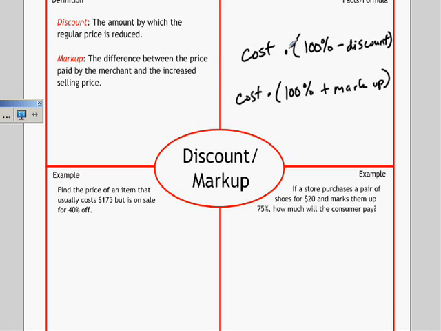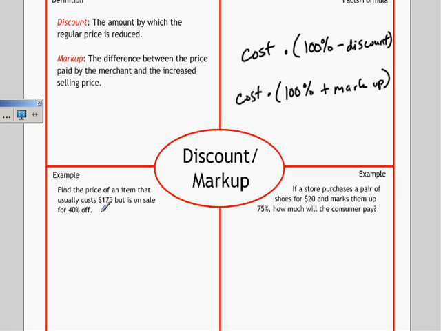There's two ways you can go about doing this. The easiest is doing cost times, in parentheses, 100 minus the discount, if it's a discount, or cost times 100 plus the markup. And you'll see both of these down here in the example.